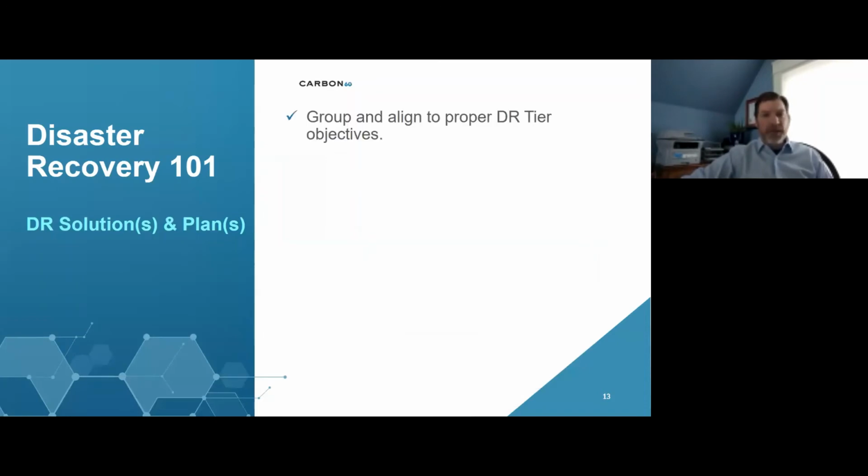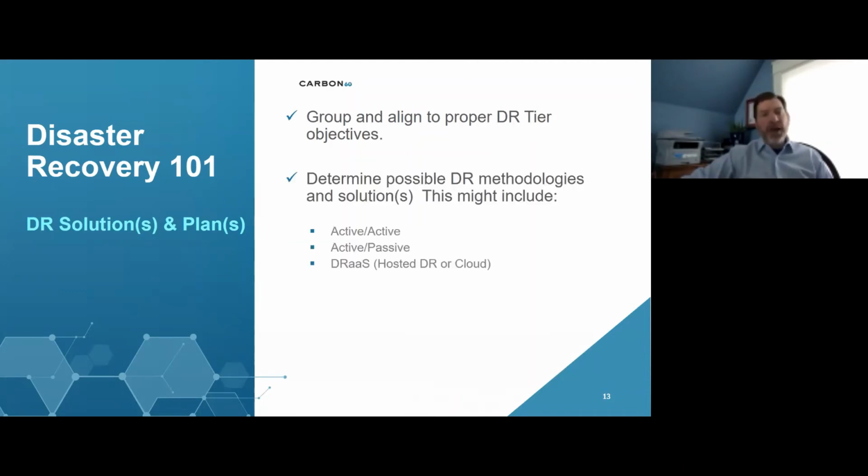So the last part is you group and align all of your applications against your RTOs and RPOs, and you look at possible methodologies and solutions that might actually provide the capability you're looking for. When I say methodologies, I'm talking about active, passive, whether it's a hosted DR or it's in the cloud. And then the last part is you look to implement it. To keep going with it is basically to test, and test more.